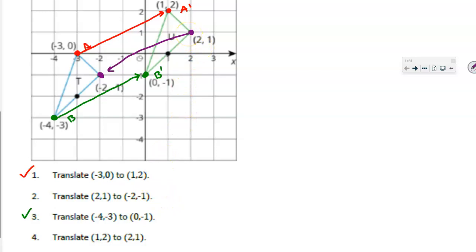Great. Yeah, this one's going to go backwards. This one goes triangle U to triangle T, which is not what we are trying to do. What about number 4? 1, 2 to 2, 1. Bethany, do you want to talk about that one? Yeah. This one is just going from this point to this point. It's not moving from triangle T to triangle U.